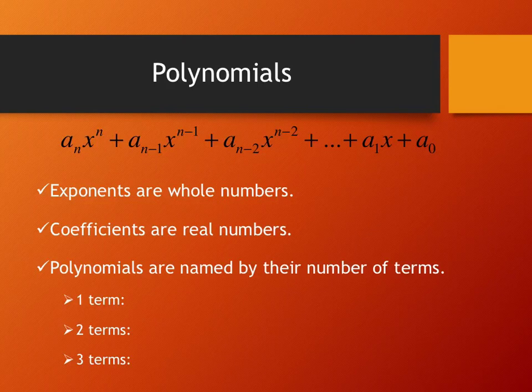terms. So if you have one term, it's called a monomial. If you have two terms, it's called a binomial. And three terms, it's called a trinomial.